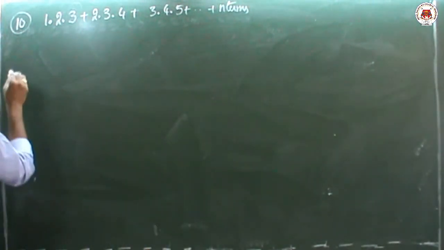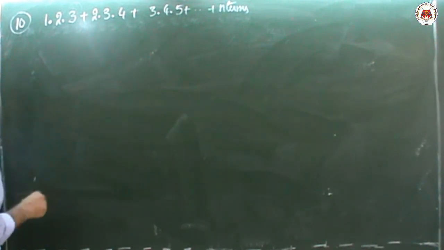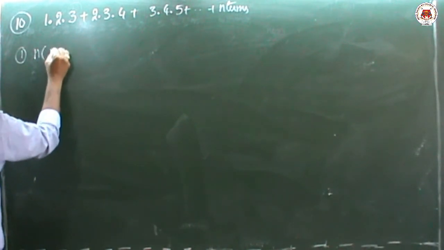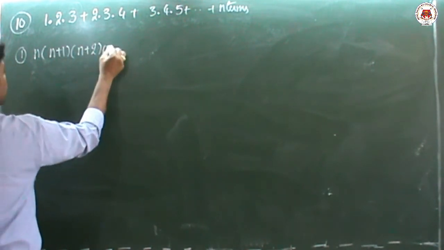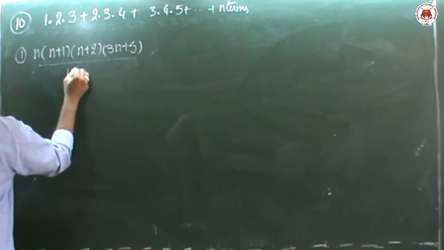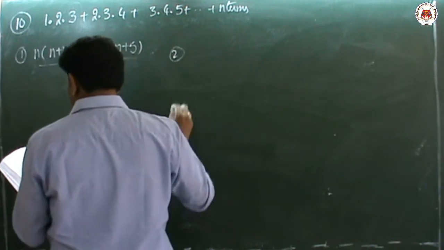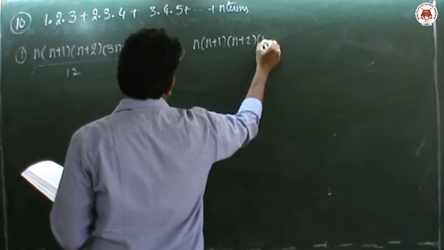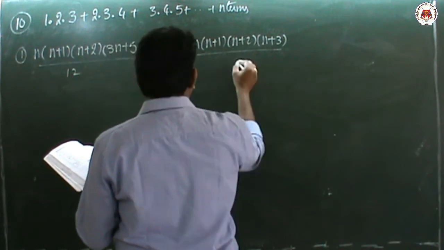Again the options. The first option is n into n plus 1 into n plus 2 into 3n plus 5, whole by 12. This is the first option. The second option is n into n plus 1 into n plus 2 into n plus 3, by 4.